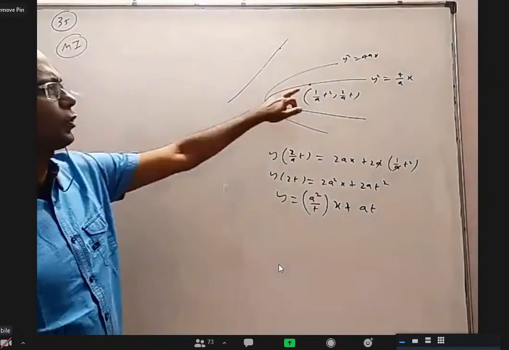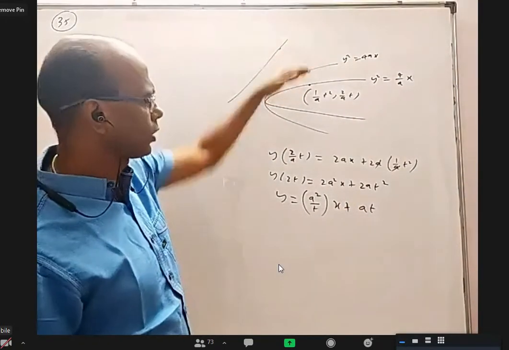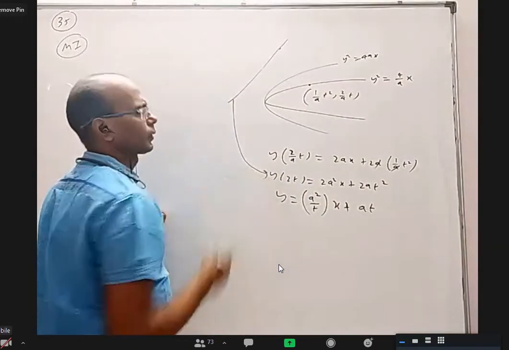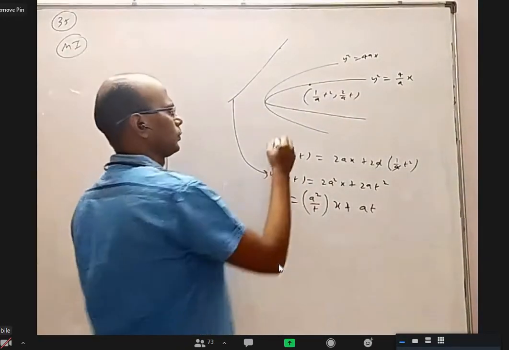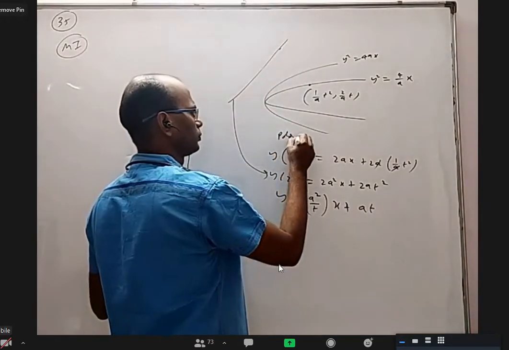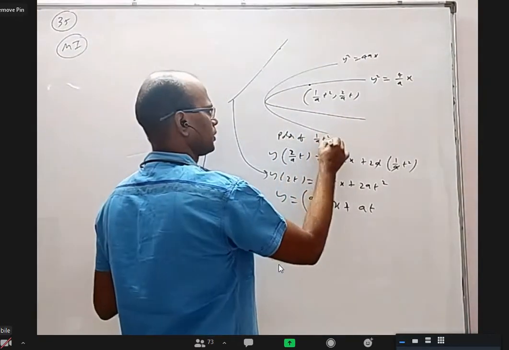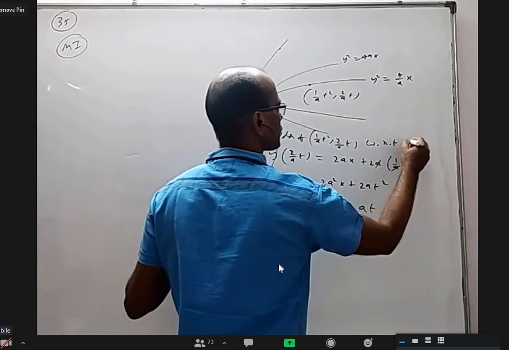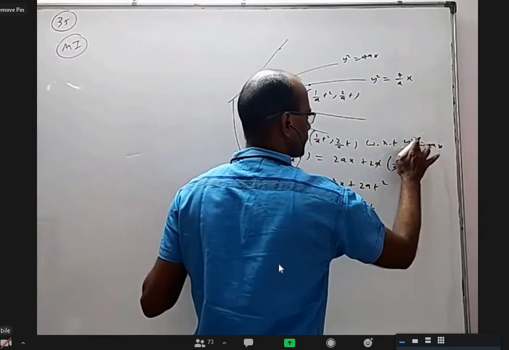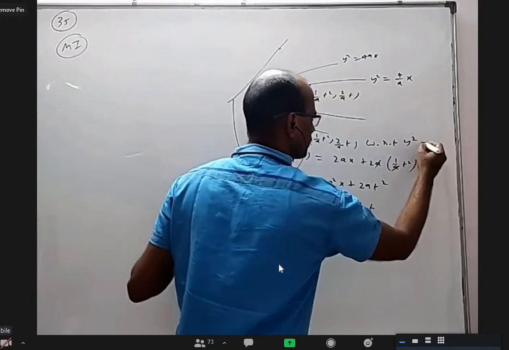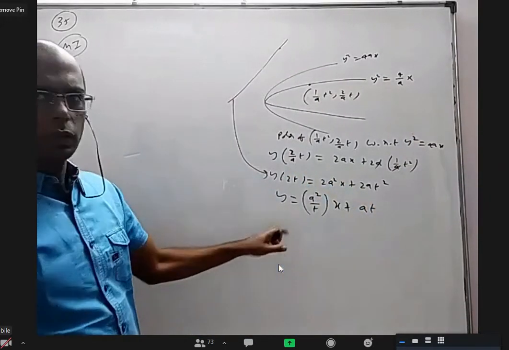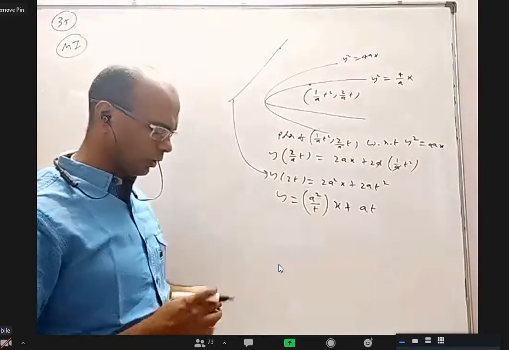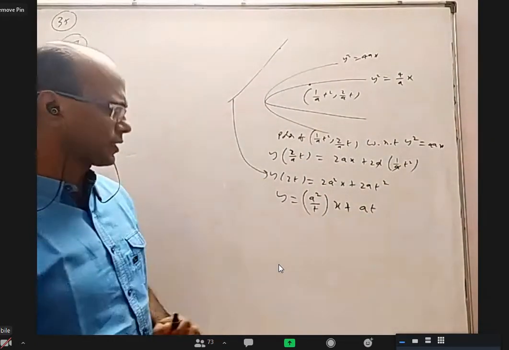Okay. I took a general point on this. With respect to this, I found the polar. That is this line. That is the polar of 1 by a t square comma 2a by t with respect to y square equal to 4x. Now, this line is always touching one of the parabola or ellipse or hyperbola, something like that. We want to know what is that.